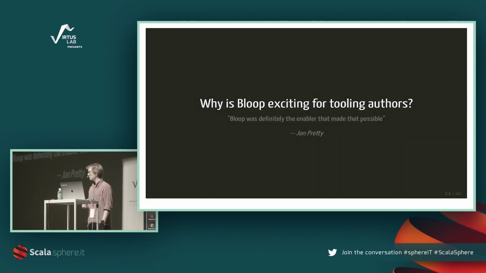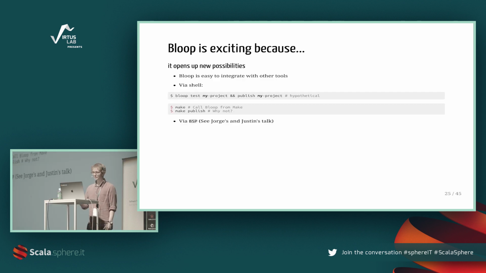So now I also want to talk about why I think that Bloop is interesting for tooling developers. As Jonathan said this morning, Bloop is an enabler that made possible new projects. And let's see now how people can use Bloop to maybe do new things that were not possible before. So Bloop is exciting because I think that it opens up new possibilities. You can easily integrate it with other tools.